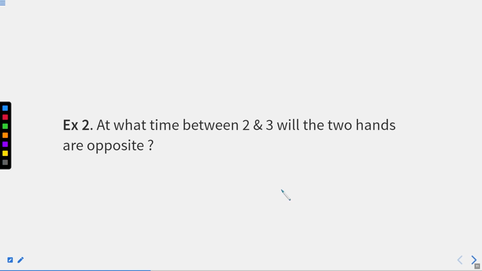Here is the question in front of you. At what time between 2 and 3 will two hands be opposite to each other, right? This is the case. So first we will make a clock in which the time is 2 o'clock, right? This is 2, this is 12, right? This is 3, 6 and 9. Now this is 2, right? And the angle at present is how much? 60 degrees. Okay, this is 2 o'clock.